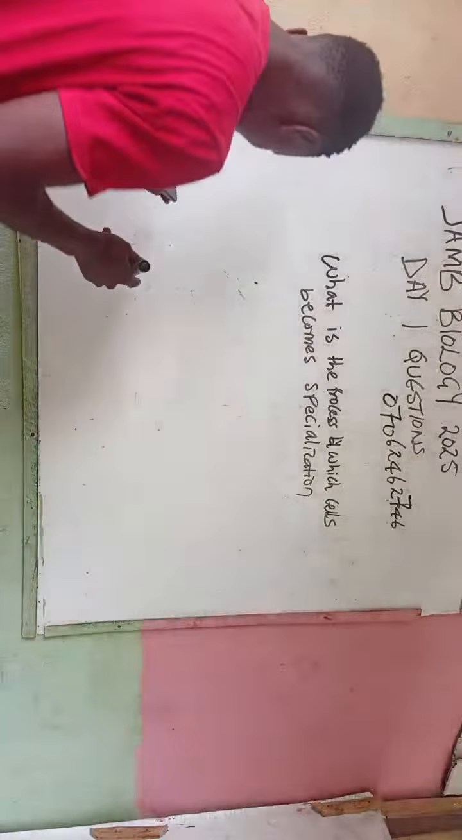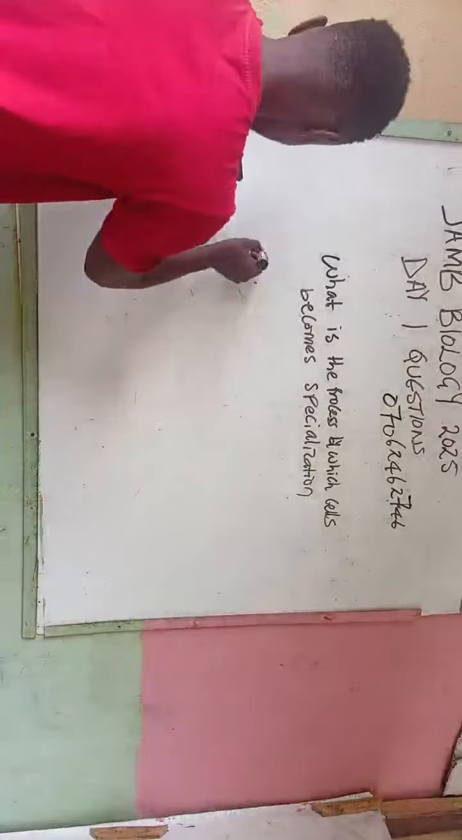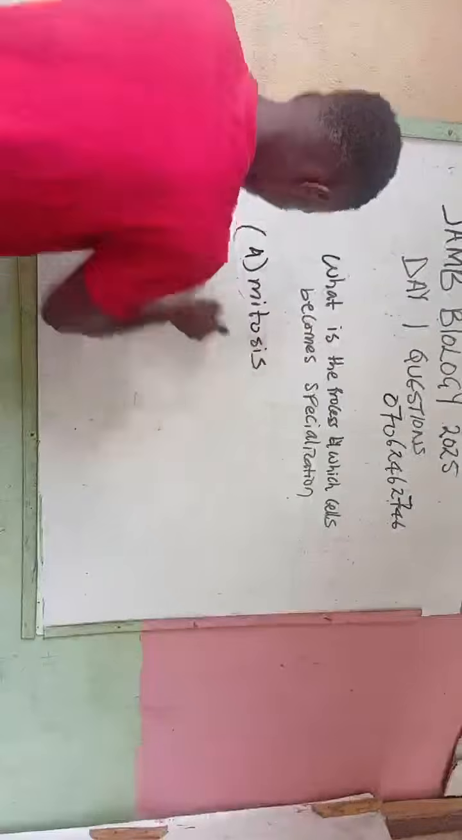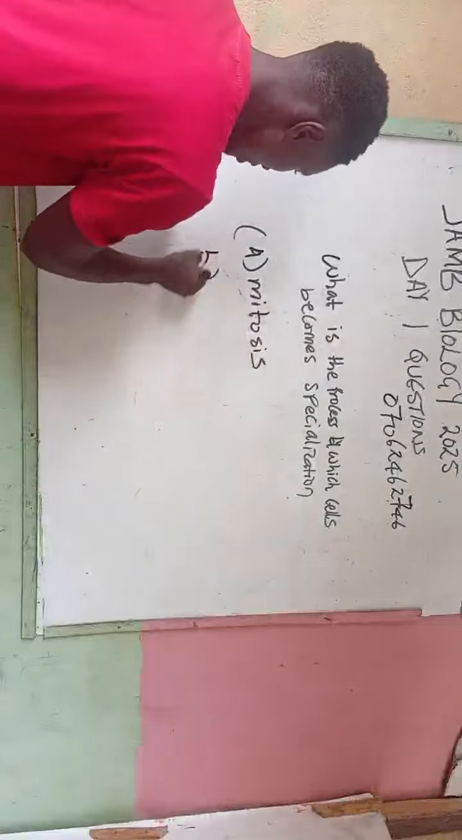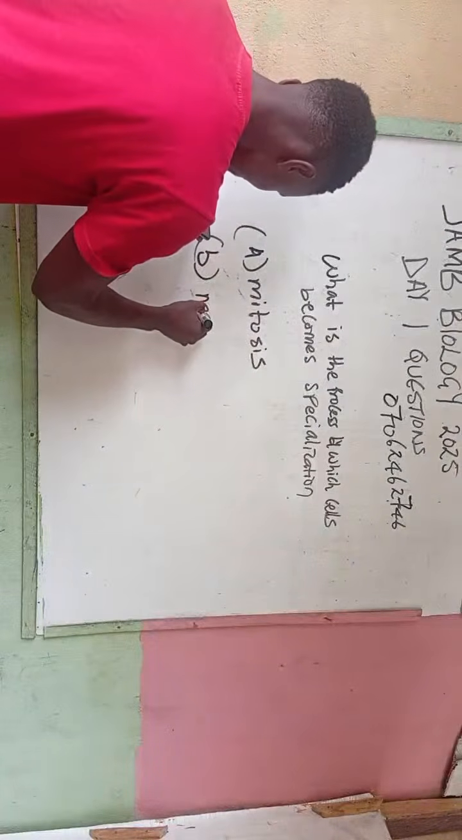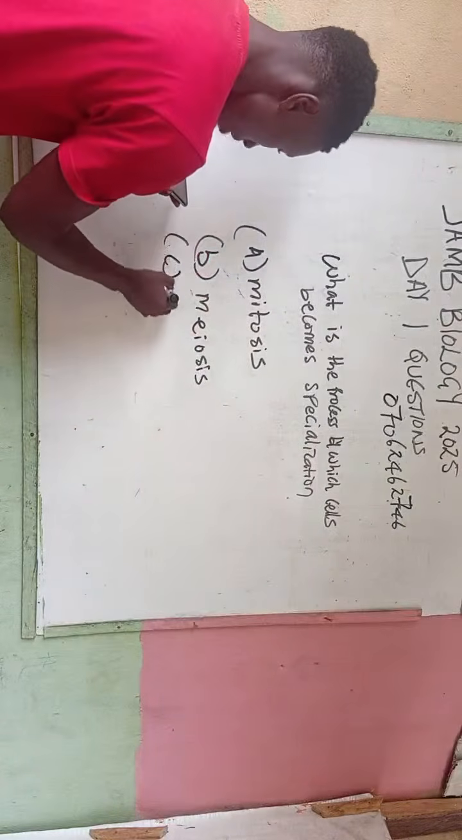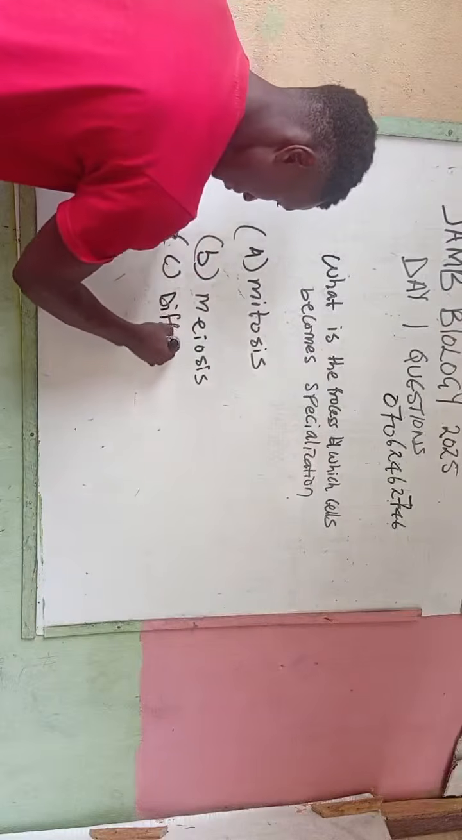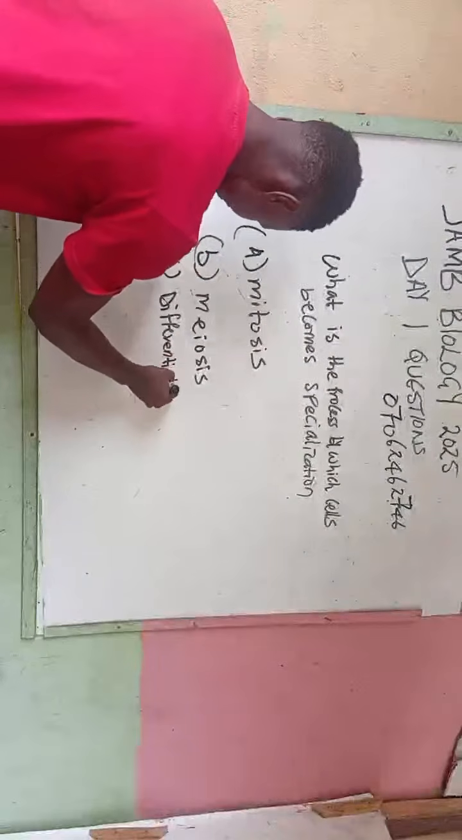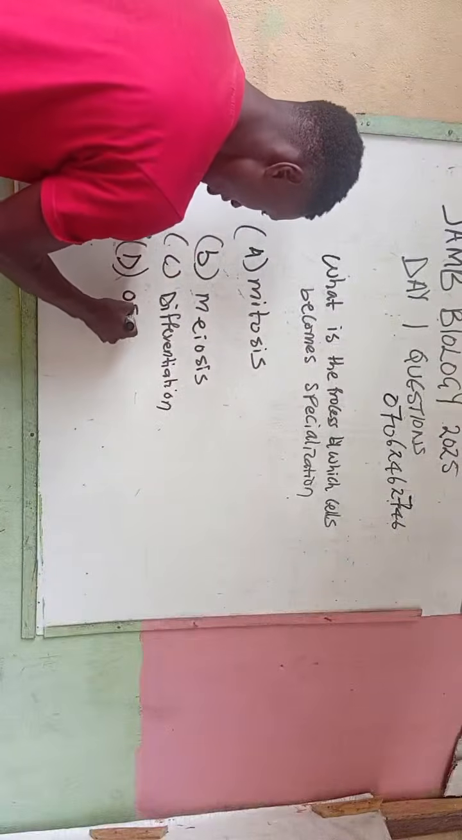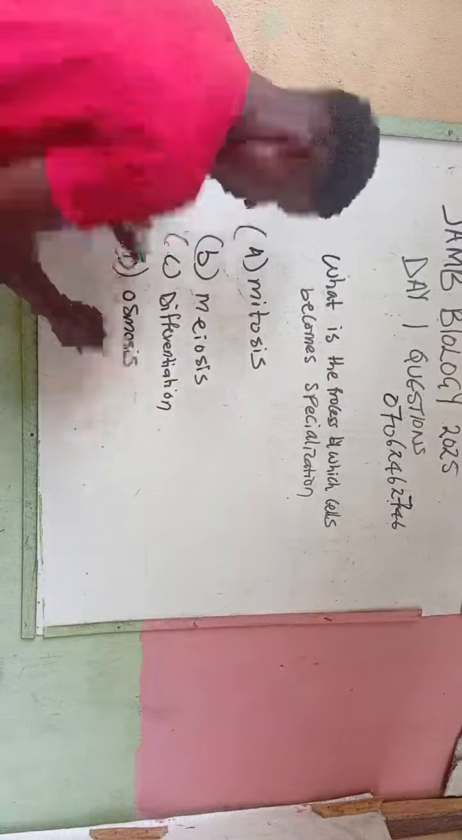We have A, mitosis. B, meiosis. C, differentiation. And D, osmosis.